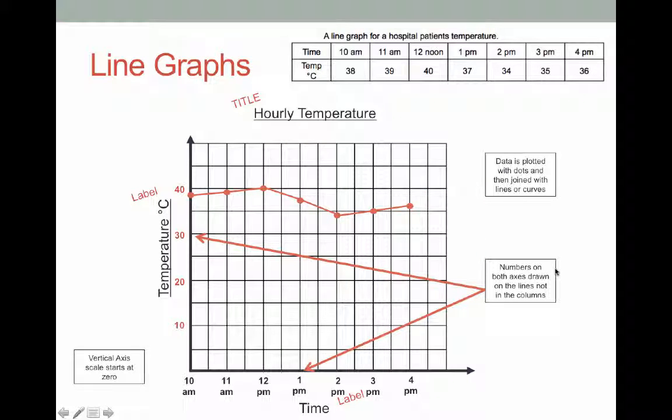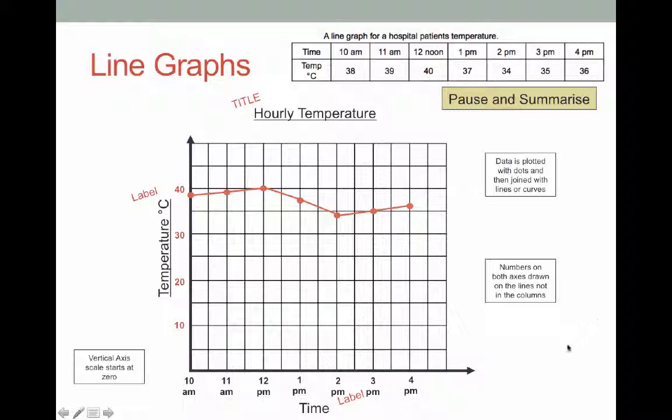Just make sure that your numbers on both axes are drawn on the lines and not in the columns. I often see students put time in between these columns here, and it makes it difficult to get an accurate dot in between the two vertical lines. It's much easier to have your time, or your independent variable, on the vertical line, or at least underneath it, and it makes it a lot easier. Same is true with the scale. You want to make sure that this scale is on the line in each of these horizontal lines.